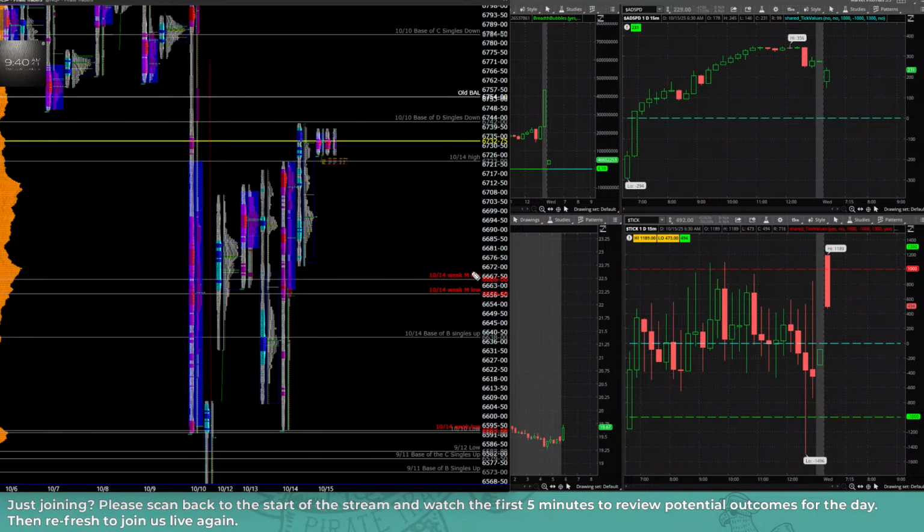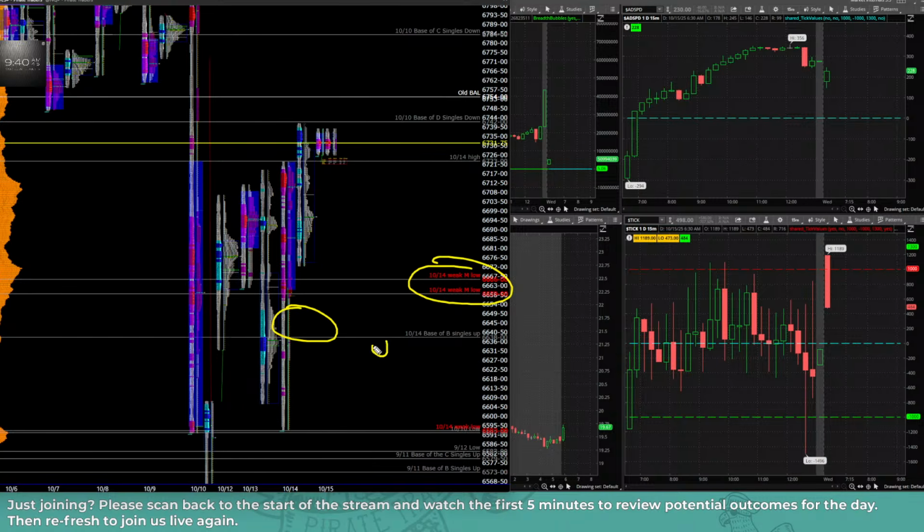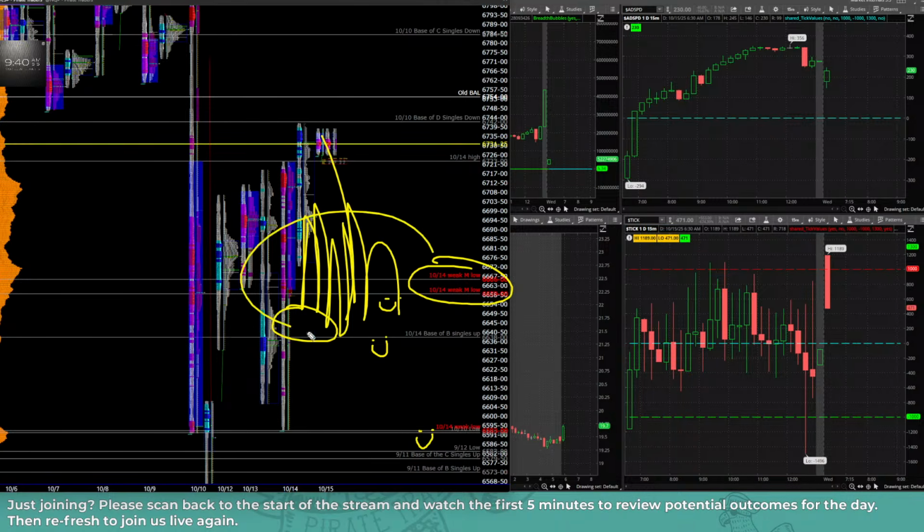We also left behind some weak references. We left behind some single prints, so there's a magnet there, and we left behind a weak low, so there's a magnet there. So all of those are reasons to think the market needs to come back in. And if it does, it's just still spending time in this area, right?